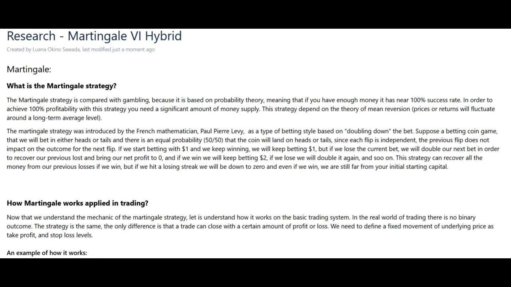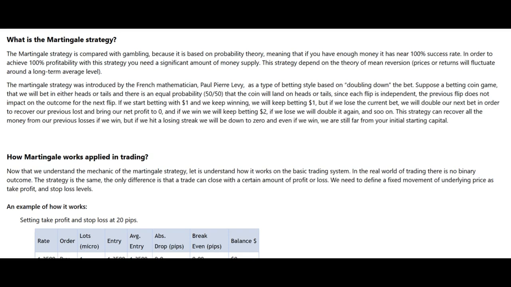Martingale VI Hybrid. Let's talk about the Martingale. What is the Martingale strategy? The Martingale strategy is compared with gambling because it's based on probability theory, meaning that if you have enough money, it has a near 100% success rate. In order to achieve 100% probability with the strategy, you need a significant money supply, because this strategy depends on the theory of mean reversion. We'll see how it works.